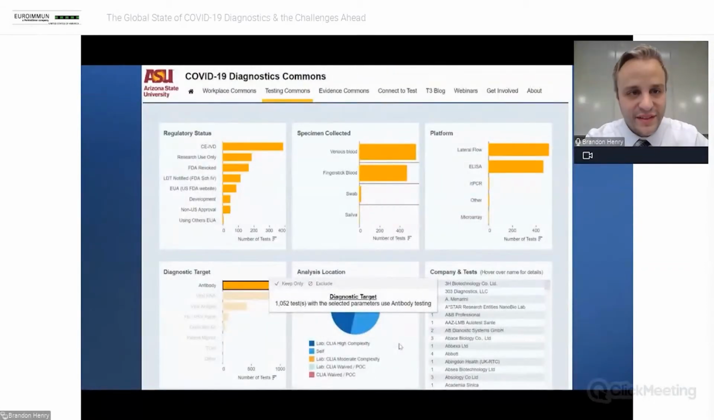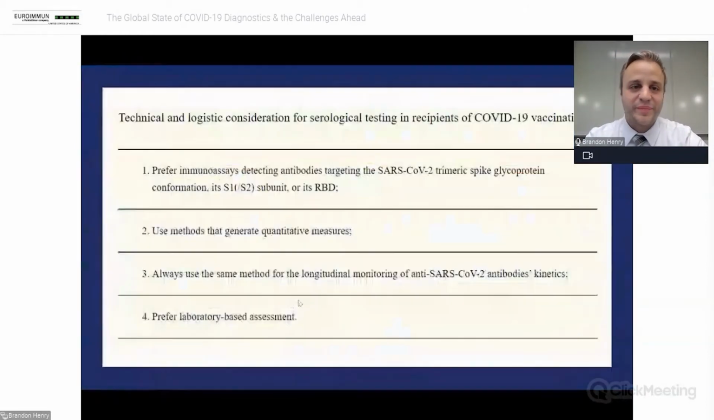But just to give you an idea, when I checked this morning on the Arizona State University COVID-19 Diagnostic Commons, where they monitor development of all diagnostic assays, to date, there's over 1,000 different antibody assays available out there on the market. So it's quite a large number.